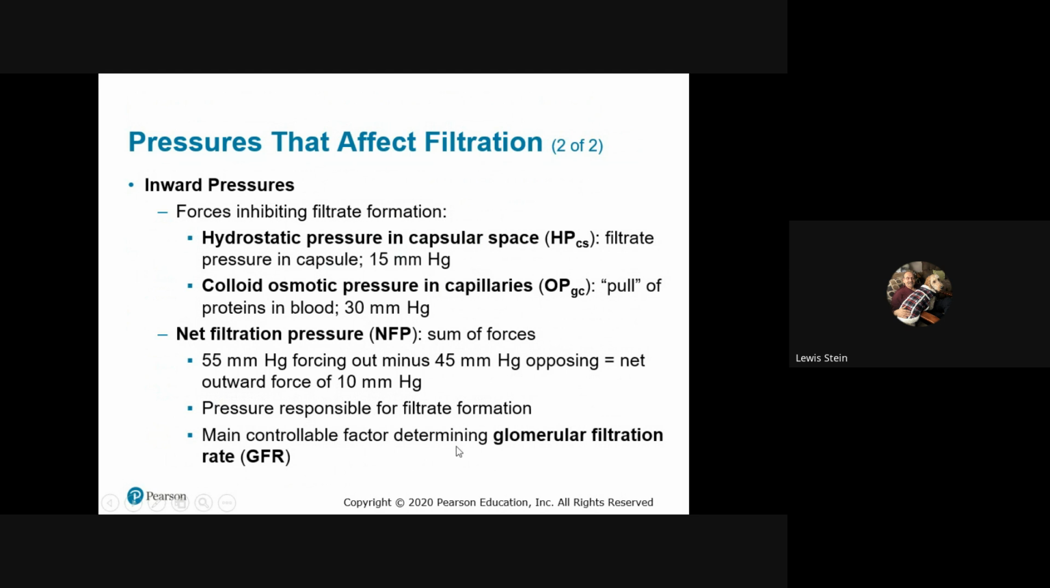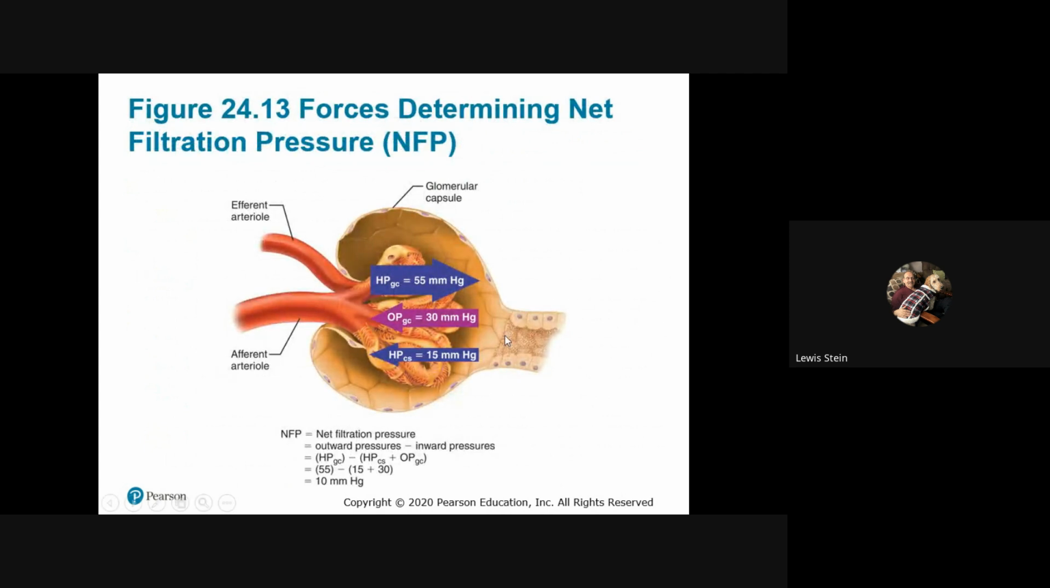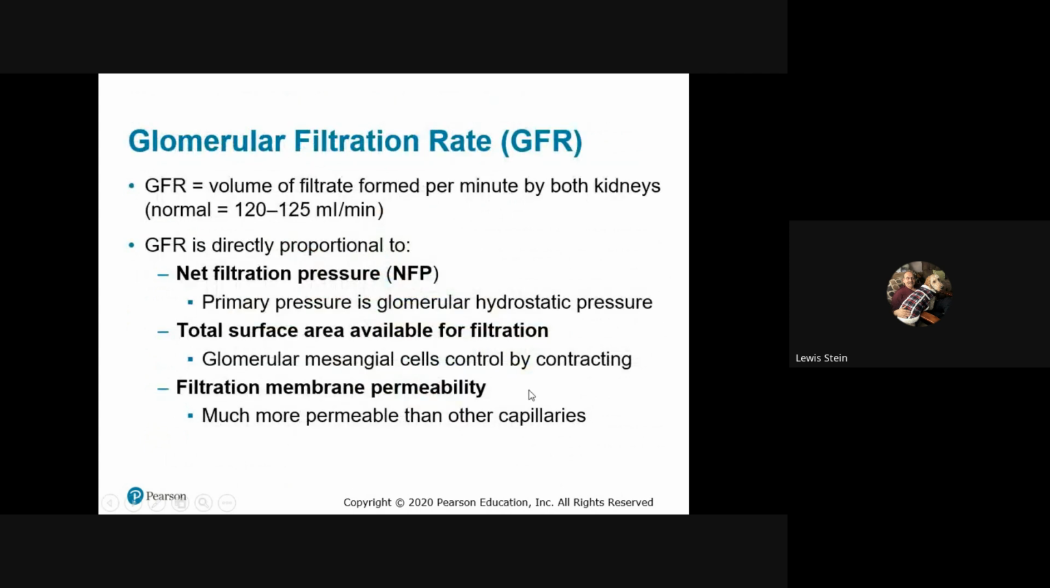So that's the net, and we call that the filtration pressure factor. And what you're going to learn about is the way we measure this called GFR, glomerular filtration rate. That's really important. That's the only number we need really to assess how efficiently kidneys work. We can estimate it from lab tests, but the reality is there are better ways to know it most accurately. Let me just show you illustratively what this means.